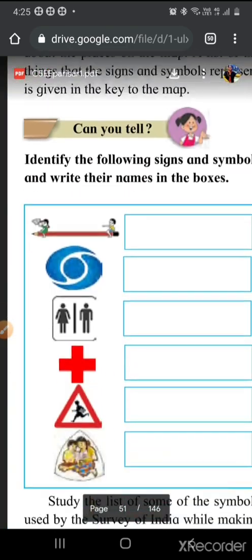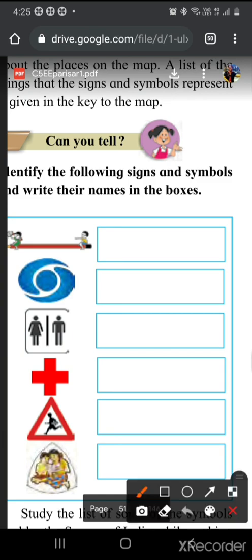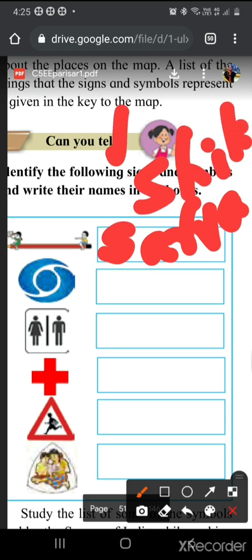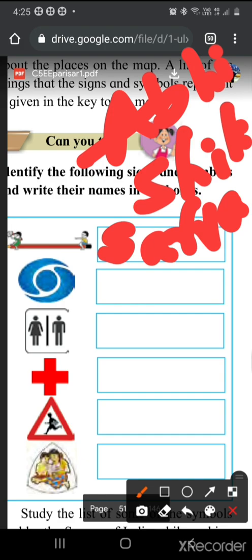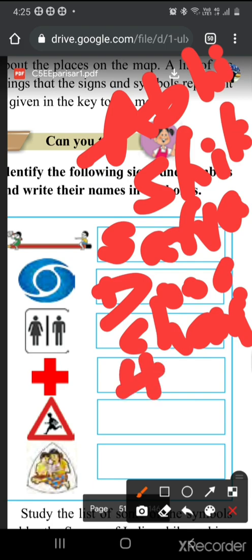They have shown us some symbols and they are asking us, can you tell? What is this? First is the Sarva Shiksha Abhiyan. Then the second one is Doordarshan. Then the third is changing rooms, or you can also call them washrooms. And this is a sign of healthcare or hospital. And this is schools.